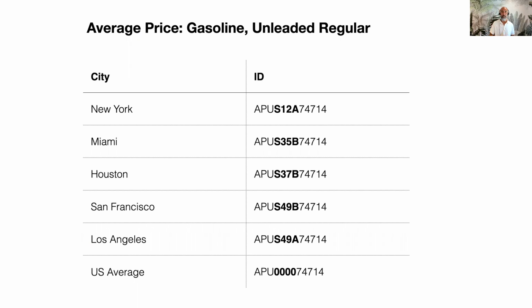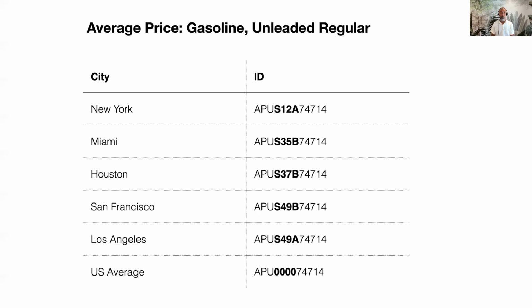So New York is the New York Metropolitan area, not the state, and its code is S12A. 12 is probably the state, and A, B, C, D kind of thing. And then the last five digits, 74714, this means gasoline, unleaded, regular. So only those four characters are different.